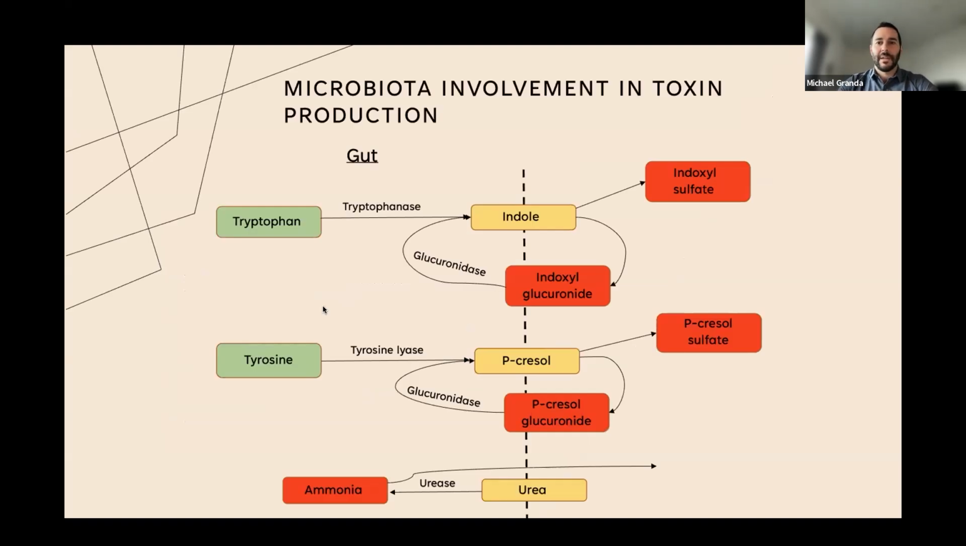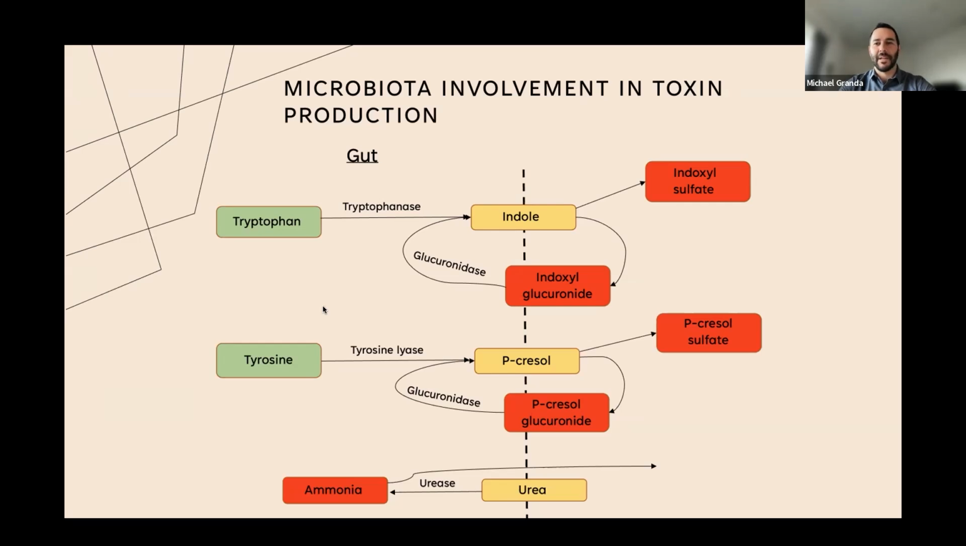So taking a few examples, indoxyl sulfate and indoxyl glucuronide are well-known uremic toxins that result from gut bacterial breakdown of tryptophan. The bacterial tryptophanase leads to the production of indole, which is then absorbed and converted to indoxyl sulfate and glucuronide, to eventually be cleared.